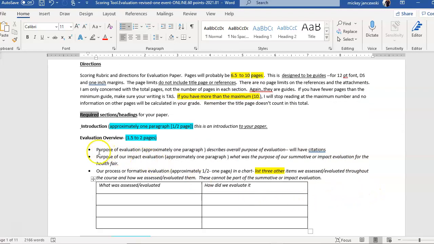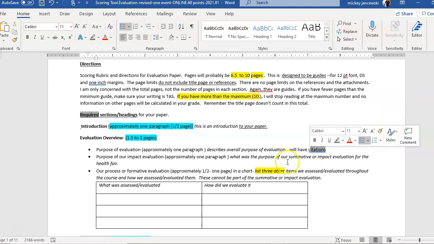As you can see, the first thing you discuss in this section is the purpose of evaluation, and it will have at least one citation. Sometimes people have more than one. This is not like the other papers where you said, what is the correct way to do something? This is the purpose. There is no one correct way to do evaluation. It's very complex. So for this reason, you will give the purpose of evaluation in health education.